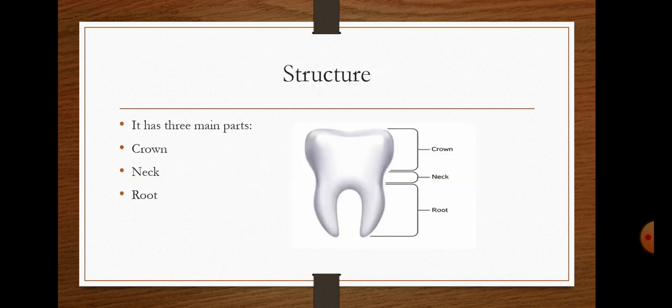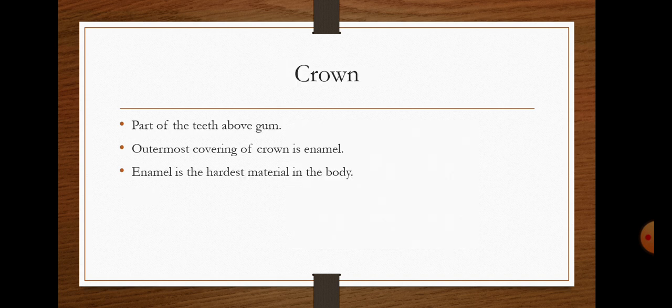Now let's have a look at its structure. It has basically three main parts. The first one is the crown, the second one is the neck, and the last one is the root. Crown. It is the part of the tooth above the gum. The outermost covering of the crown is enamel. Enamel is the hardest material in the body.